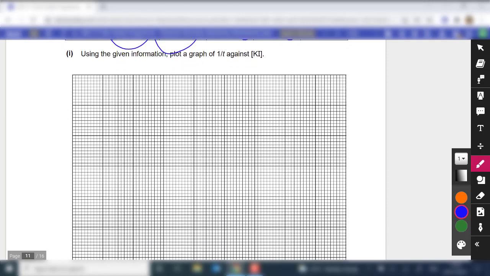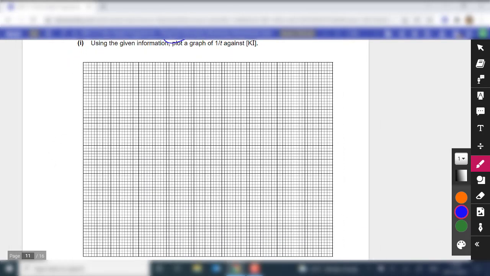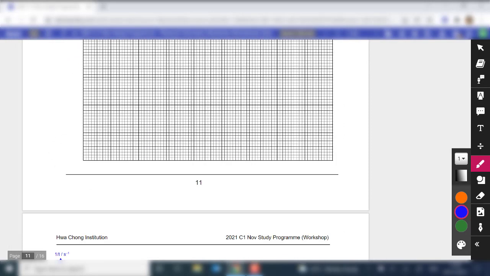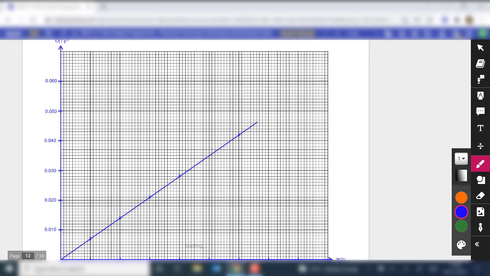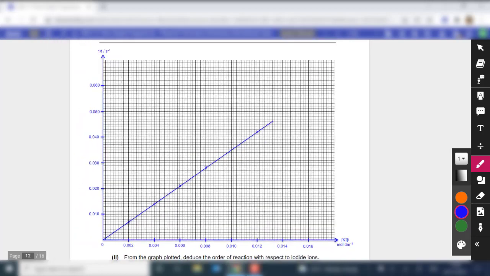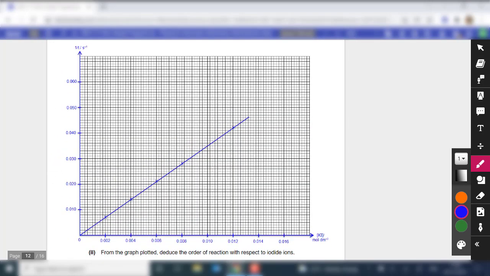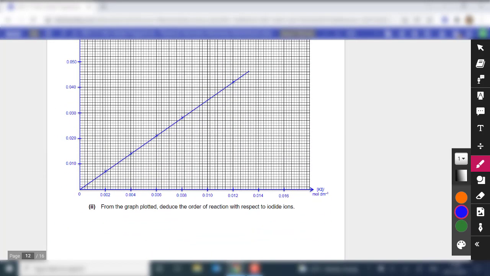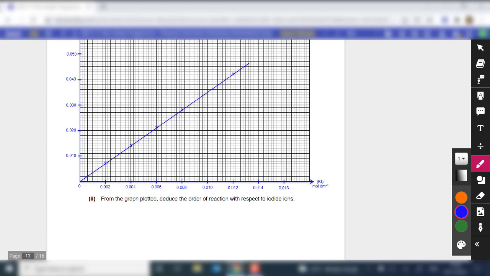Then from here, we'll just plot a graph. Of course, I won't be plotting it, because I plotted it for you already. So it's over here. You realize that you get a straight line which passes through the origin. If you plot them out nicely, you get a nice straight line. And then from the plot, you're supposed to deduce the order of reaction with respect to iodide.